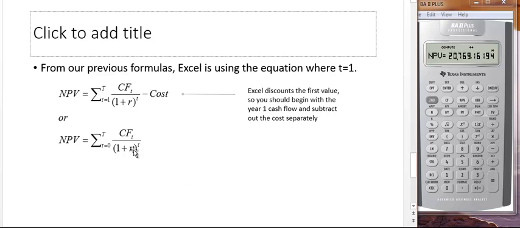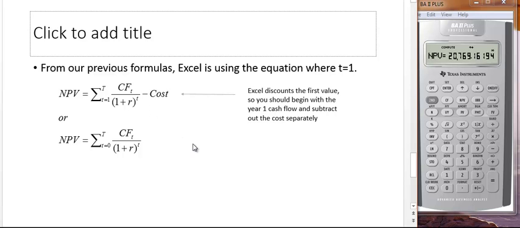So it's really doing it this way. It's discounting this, and then you should subtract out the cost. So you want to do that separately in the spreadsheet when you put it in. So if you happen to have all the data in a column, year 0, year 1, year 2, year 3, going down the rows, you want to skip the year 0 time period, use the NPV function to find the present value of the cash flows from year one to the final year, and then subtract out the cost.